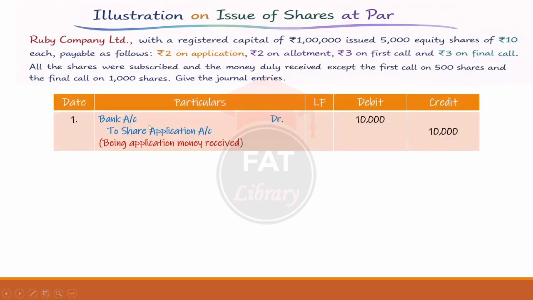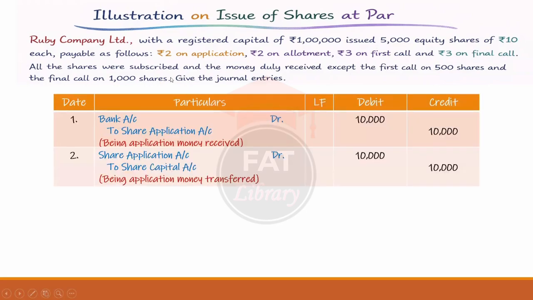For the application stage, we are going to give two journal entries, as I said. The first journal entry is for application money received. Whenever the application money is received, the company receives the amount, so they will write Bank Account debit, to Share Application Account, being share application money received. How much is the amount? Here we will write 10,000 rupees.